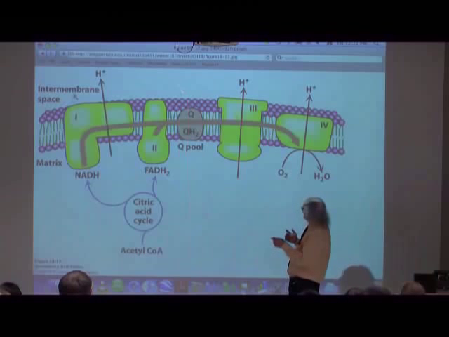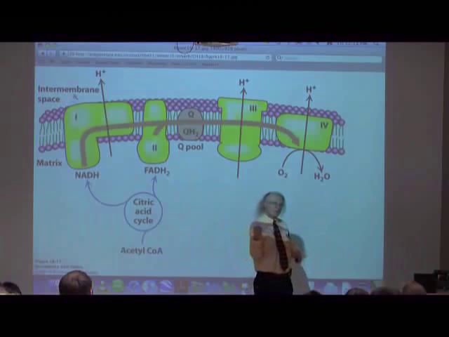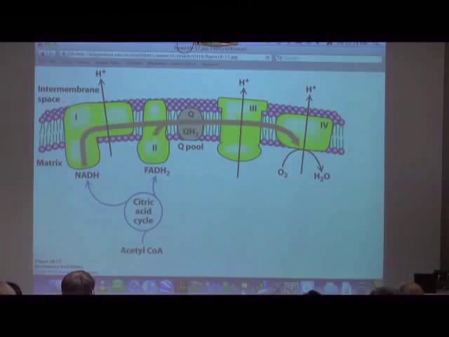We're going to move the protons out. That's going to cause the pH to drop up here and cause it to increase down here. So we'll see a concentration gradient of protons, and we'll see a charge gradient across that membrane, both of which will help us to make additional ATP.